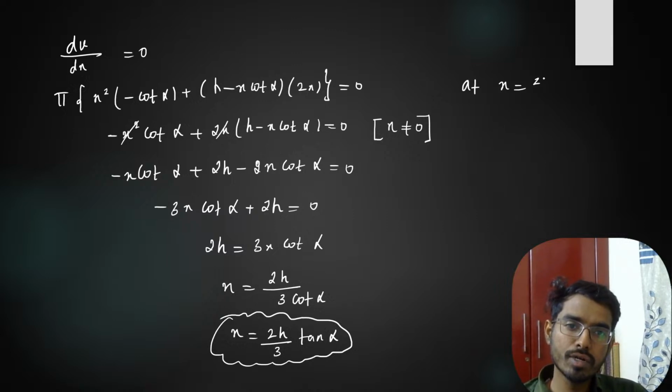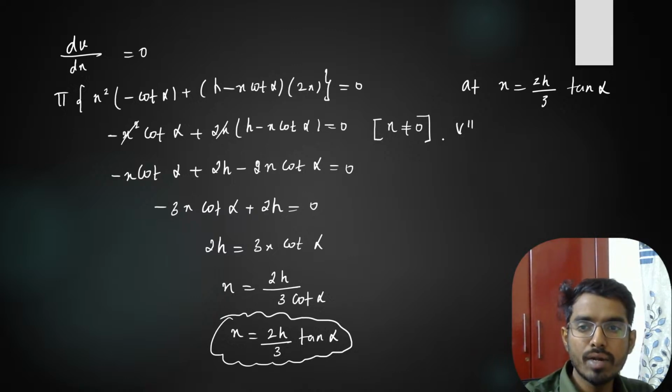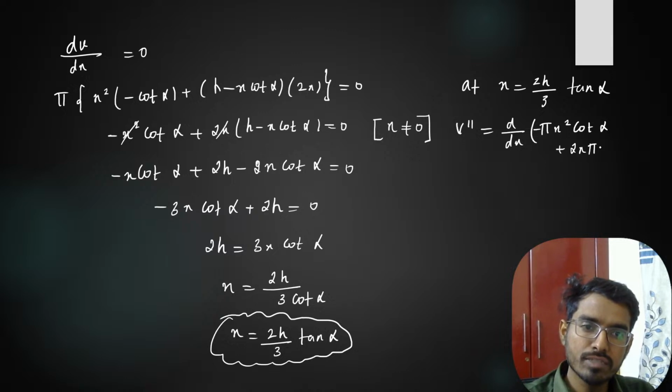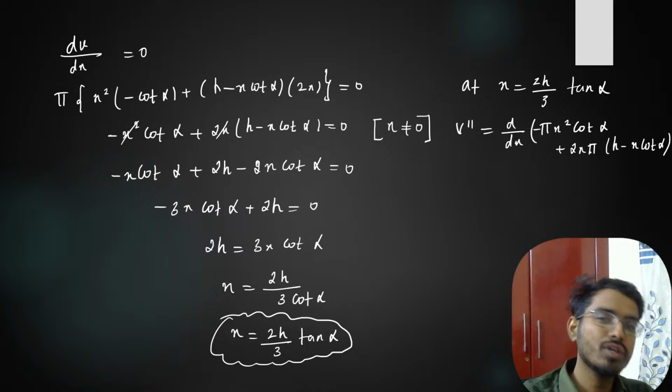Now at x is equal to 2h by 3 tan alpha, we will find v double dash, right? I think you can do this, right? It is d by dx of v dash. What is d by dx of v dash? That is, you have to differentiate pi x minus pi x square cot alpha plus 2x pi h minus x cot alpha. You differentiate this, very simple.